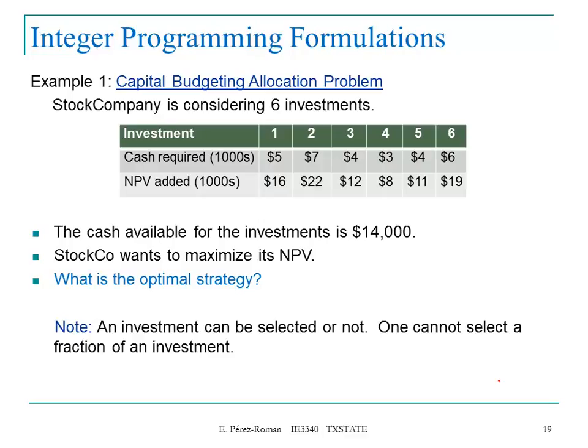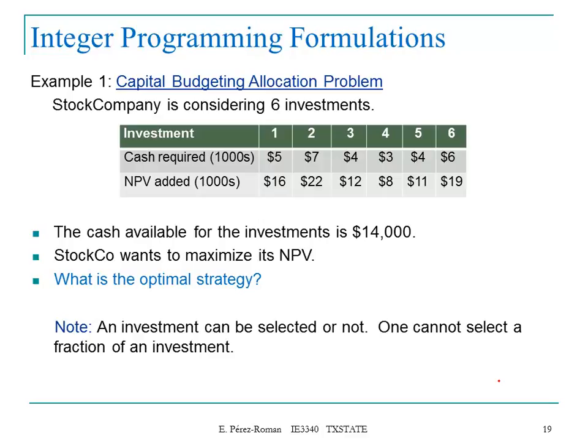But you have a net present value for each one of the investments. For instance, this one is the one that pays you more at the end of the period, which is $22,000. So based on this information, the money that you have to invest and the net present value after a period of time, you want to find the best way to allocate your investments or your money. The cash available for the investment is $14,000, and you want to maximize your net present value. So what will be the optimal strategy?